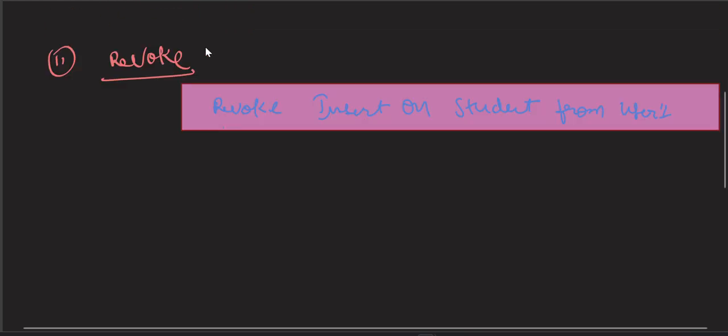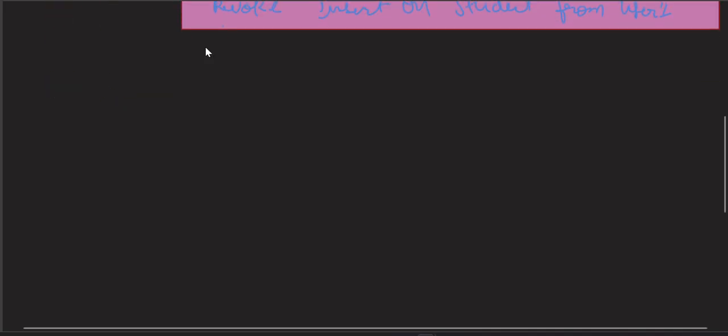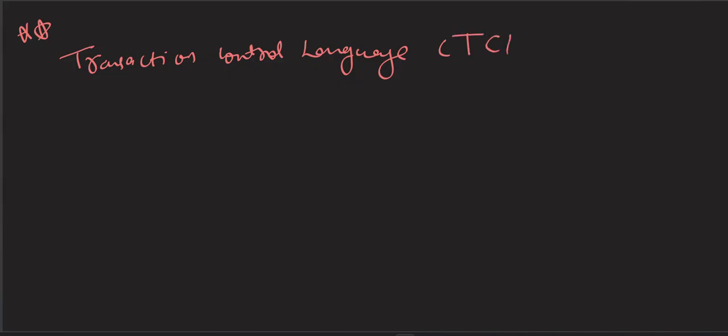So there are only two in the Data Control Language. The next one is Transaction Control Language, which is very important. Transaction Control Language, which is called TCL. It is basically used to manage a transaction or group of operations. The commands and queries we use in this are commit, rollback, and savepoint.